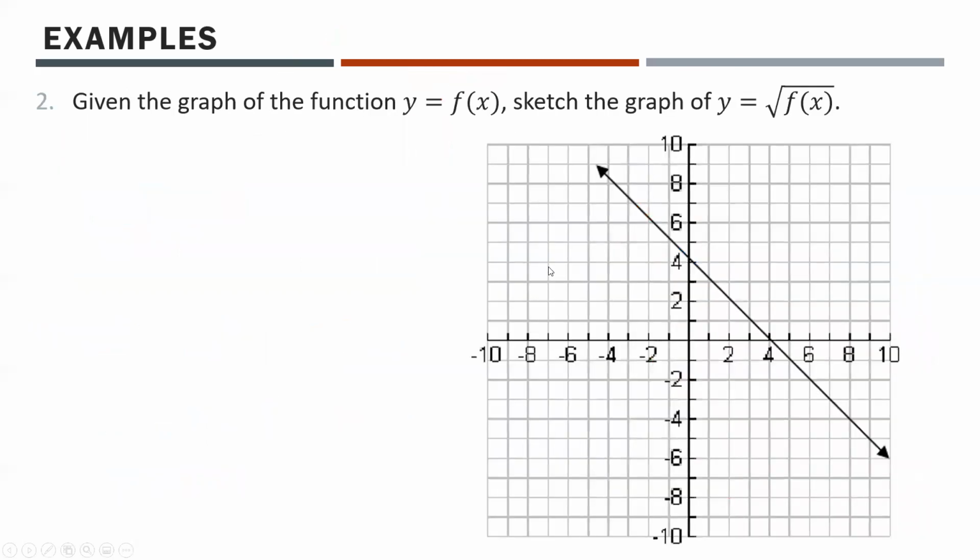Last example of the day, here we go, and then we'll do a quick summary. Given the graph of the function y equals f of x, sketch the graph of y equals the square root of f of x. Well, this is just like the last one, except this time we don't have to draw the original graph. It gave it to us.